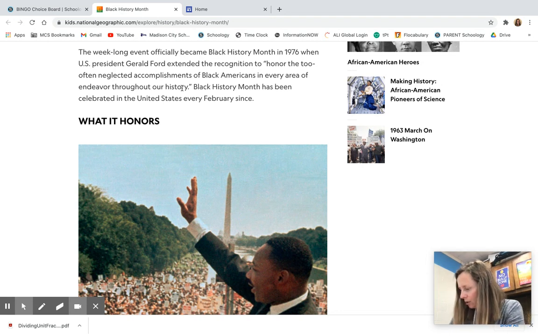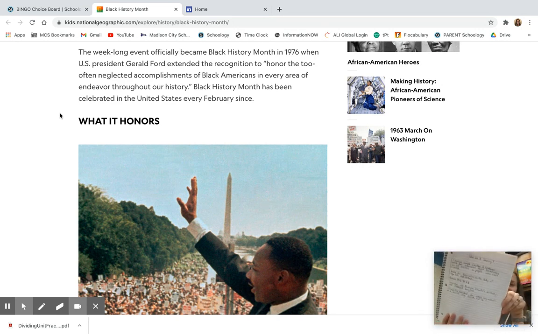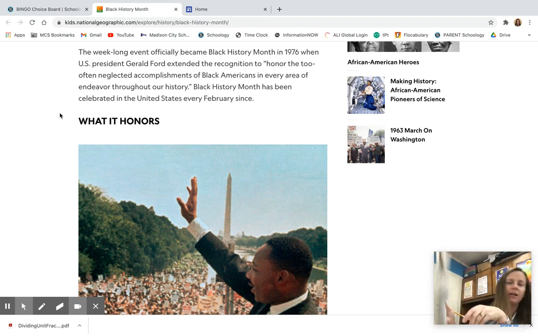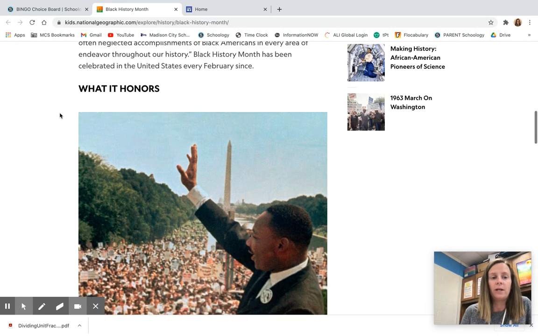Gerald Ford extended the week-long event to a month-long event. Okay. In 1976. So see how much I've written so far? I've got a good chunk of information written down. I haven't copied anything from the text other than names of places, names of people, and dates. Everything else is my own words and my own thinking.